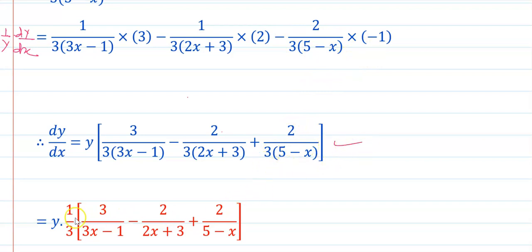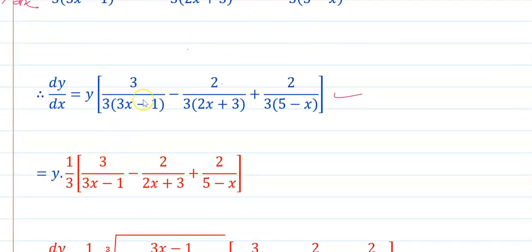Okay, now next we will take 1 by 3 common. Here 1 by 3, 1 by 3, 1 by 3. Take 1 by 3 as a common. Then in bracket you will get 3 upon 3x minus 1 minus 2 upon 2x plus 3 plus 2 upon 5 minus x, in this way.